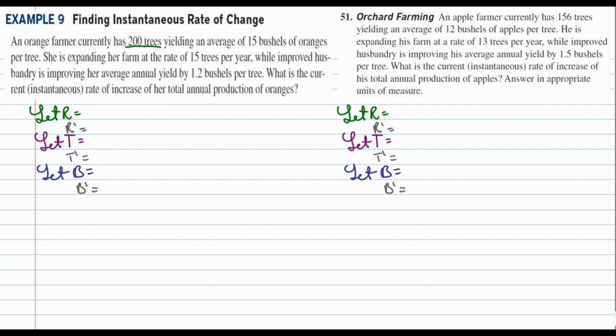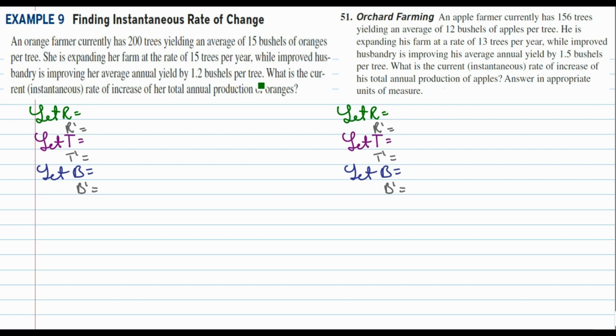She is expanding her farm at the rate of 15 trees per year. So like I said, this year she's got 200, next year she's going to have 215, next year she's going to have 230, etc. While improved husbandry is improving her average annual yield by 1.2 bushels per tree.